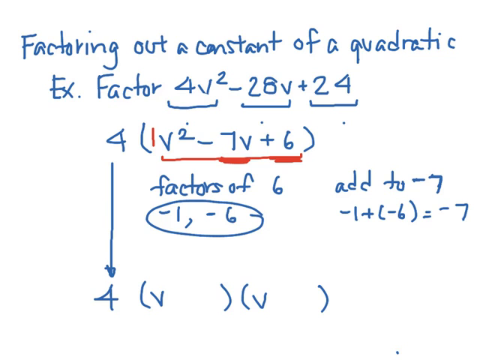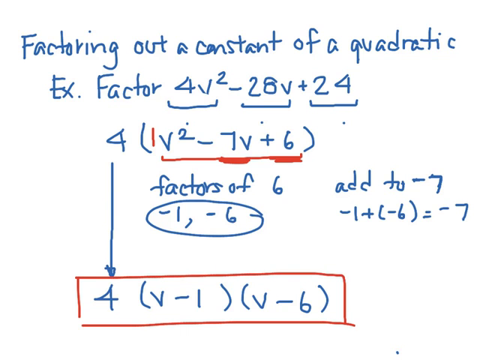So I can just put in v minus 1 and v minus 6, and I'm done. But remember, we had our 4 out here, so our entire answer is 4 times the quantity v minus 1 times the quantity v minus 6.